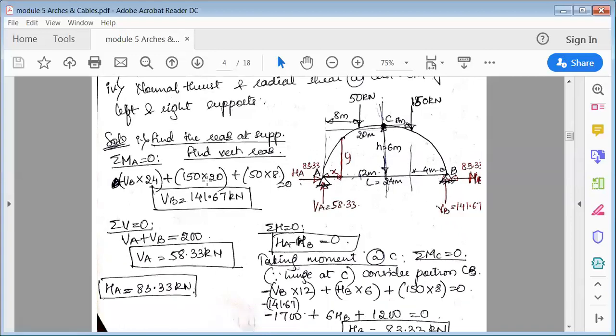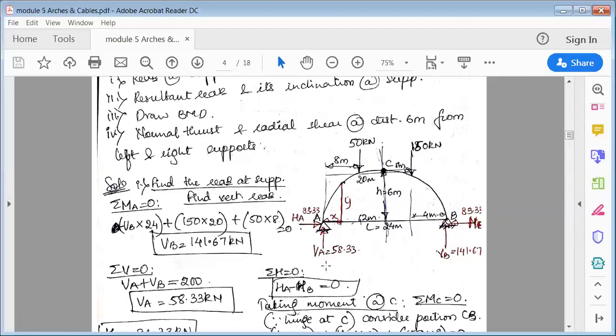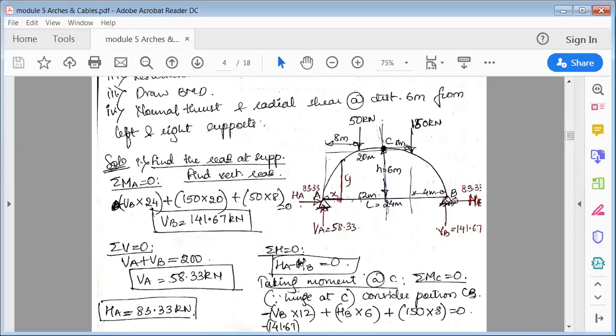So we have already found out VB. Substitute this value and you'll get VA. Okay. Next, the third one, that is summation H is equal to 0. See here, HA is acting to the right plus HB is acting to the left, so minus, is equal to 0. But still, see here, HA and HB. I used the third equation, in spite of that, we didn't get them. HA and HB are still unknown.